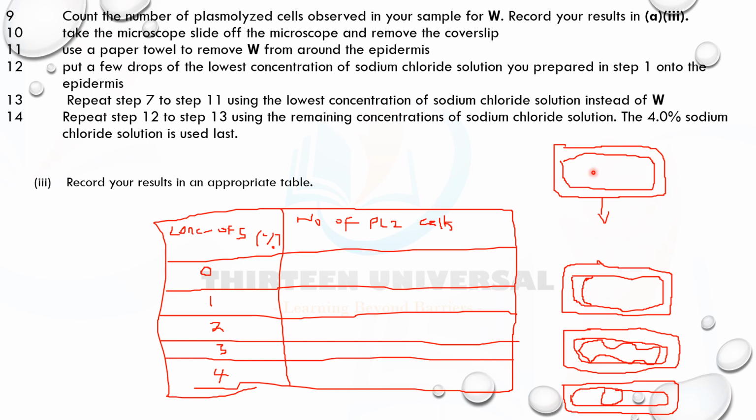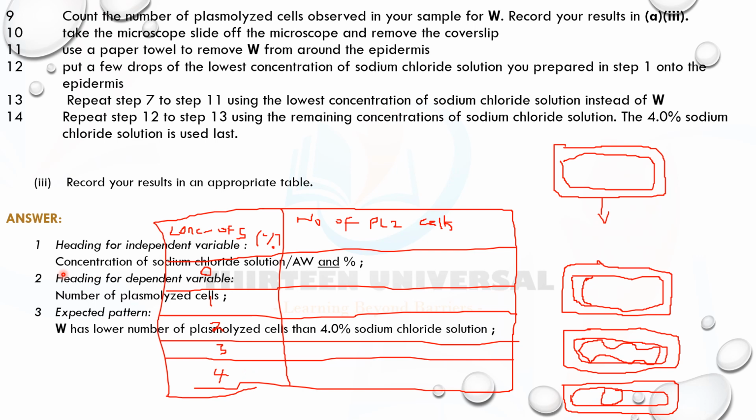So when you look into the microscope, there's no plasmolysis here. But if you see something like this, where the cell membrane is detaching, this is less plasmolysis, and you can count it. If you see this, it is more plasmolysis. This is complete plasmolysis. Any of these, you count any number of cells for each of these concentrations. Put their numbers here, guys. That's what you're expected to do.